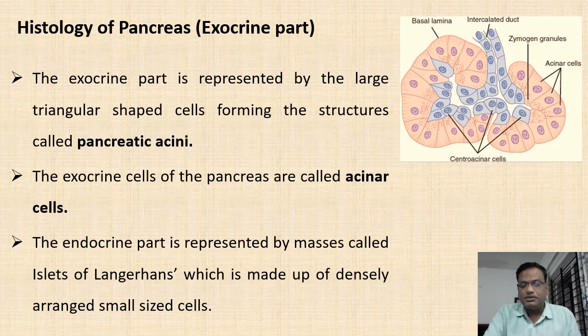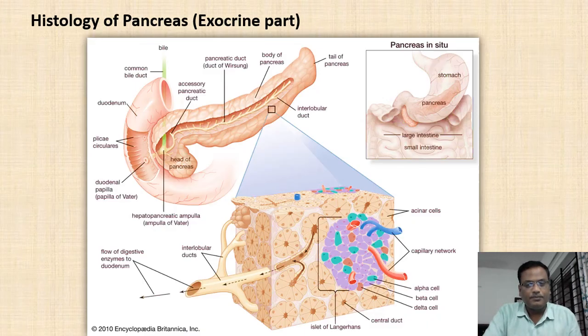Histologically, they can be differentiated into alpha cells, beta cells, and delta cells. And you already studied in another chapter that beta cells secrete insulin hormone and alpha cells secrete glucagon hormone, and these two hormones are involved in glucose homeostasis. But here, let us concentrate on the exocrine part of the pancreas.